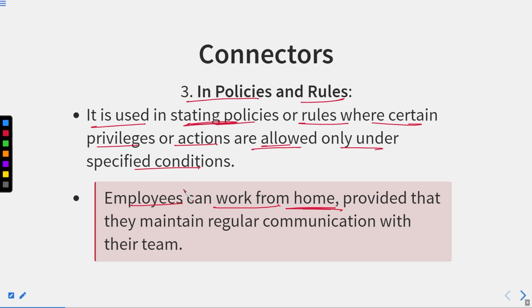So here the condition is that employees can work from home, provided that they maintain regular communication with their team. So only if they maintain regular communication with their team, only after that will they be provided work from home.